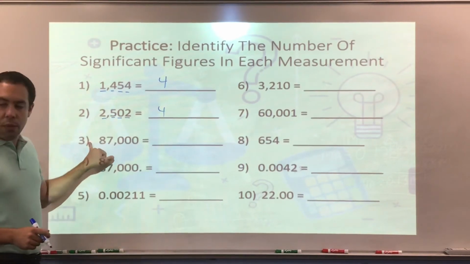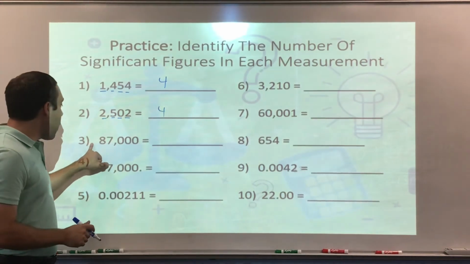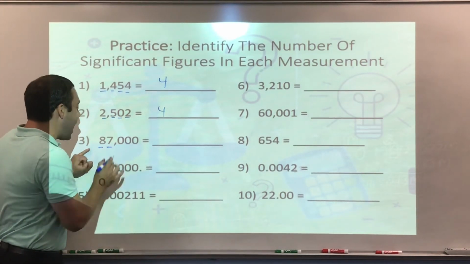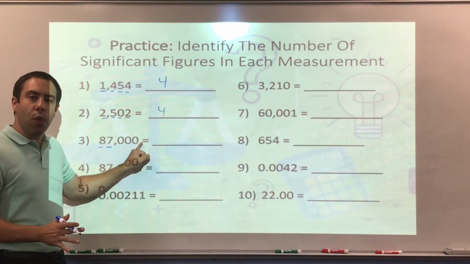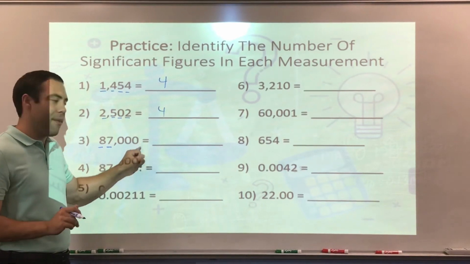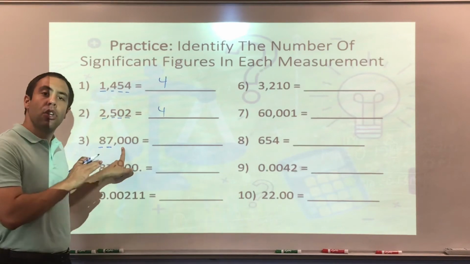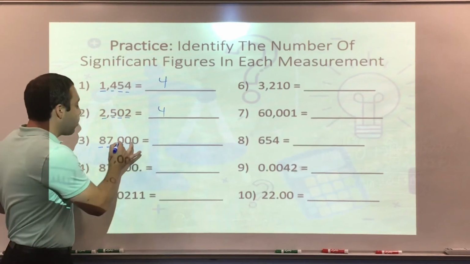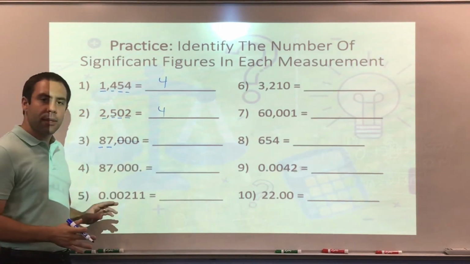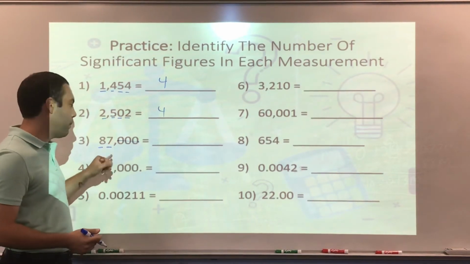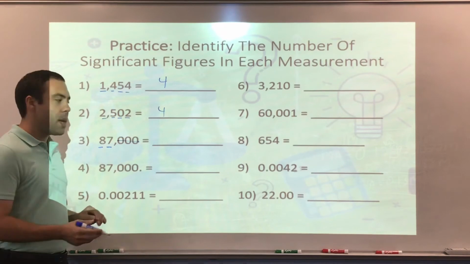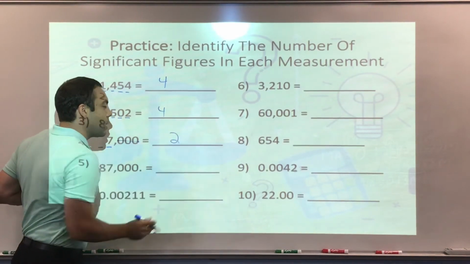For question 3, we have 8, 7, and then we have a bunch of zeros with no decimal point. That is rule number 5. Trailing zeros, no decimal point. These 3 zeros only exist to hold the 8 and the 7 in its proper location. So 87,000 is going to have 2 significant figures.